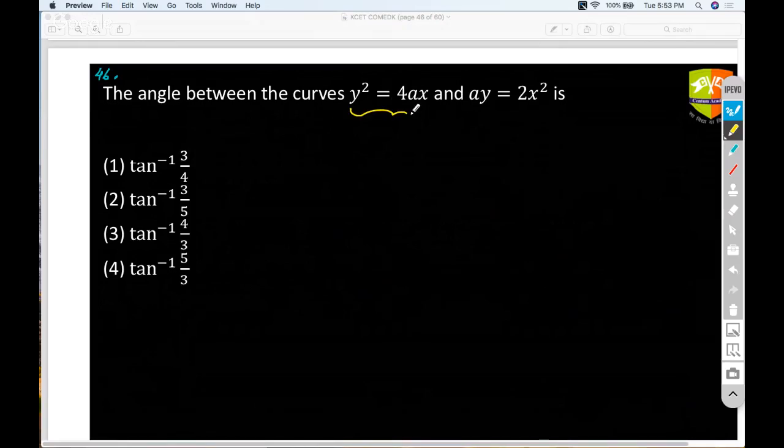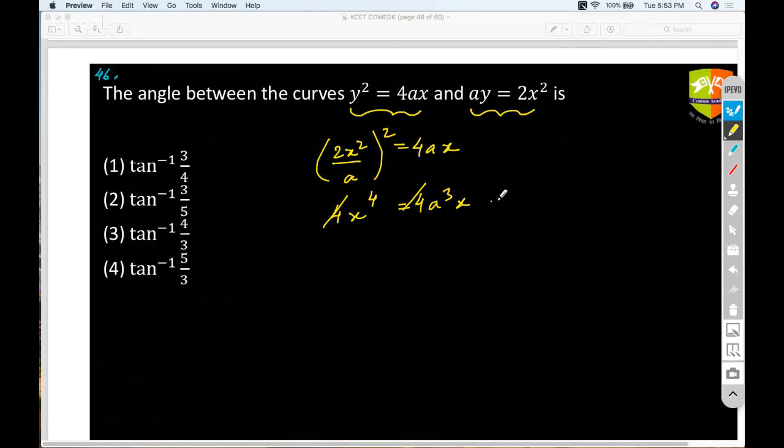So let's quickly solve this. First of all, we'd like to solve these two curves simultaneously to see where do they intersect. So y square could be replaced with (2x square by a) whole square is equal to 4ax, which means 4x to the power 4 is equal to 4a cube x, right? Which clearly implies x could be 0 or x could be a. If x is 0, that means they both meet at 0 comma 0, or at a comma 2a.